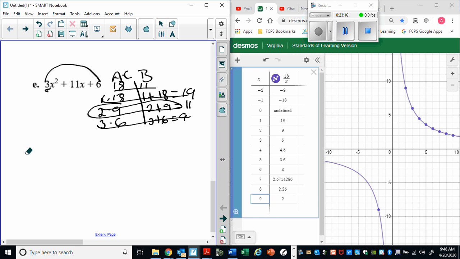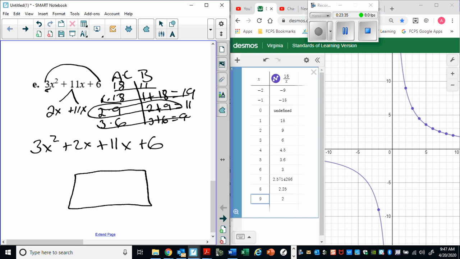Alright, so now we're going to split the middle. Remember, we split the middle. Now this becomes 2x. That becomes plus 11x. We rewrite it: 3x squared plus 2x plus 11x plus 6. Then we create our box. We have 3x squared here, 6 here. Then we go 2x, and we go 11x. Remember, we go horizontally, we go vertically. This is x squared.